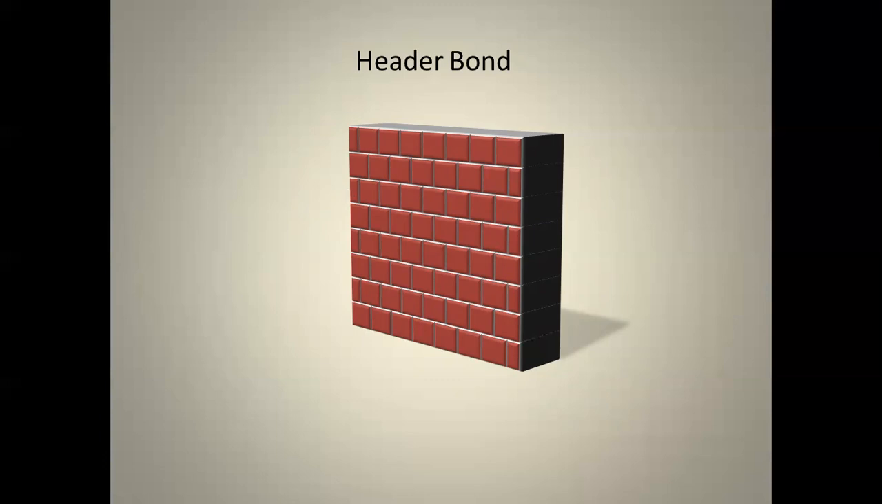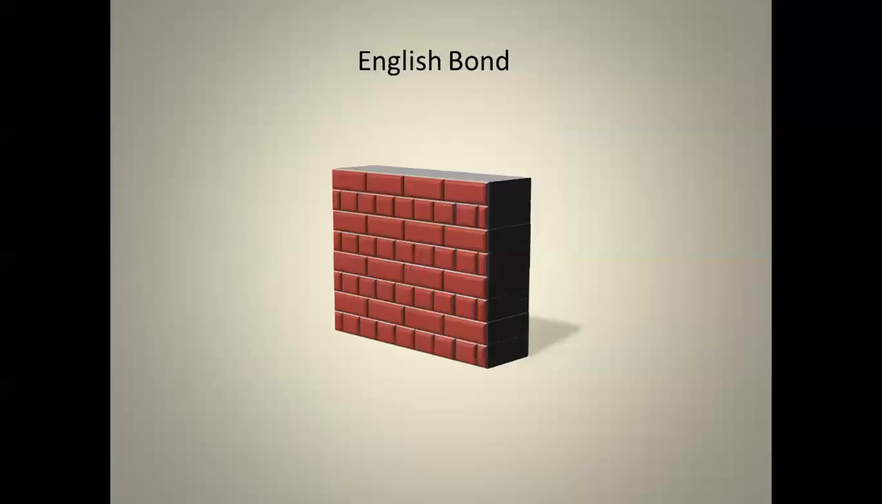The key points in the header bond are: all the courses will be header courses, alternate courses should start with a queen closure, and the thickness will be double that of the stretcher bond. This header bond will be stronger than the stretcher bond, and can be used for the external as well as the internal partition walls.